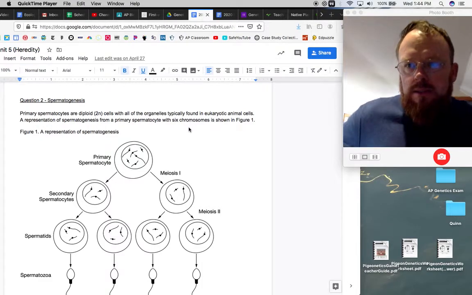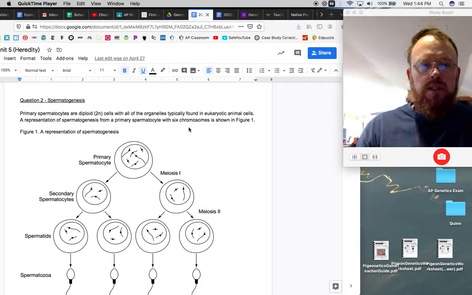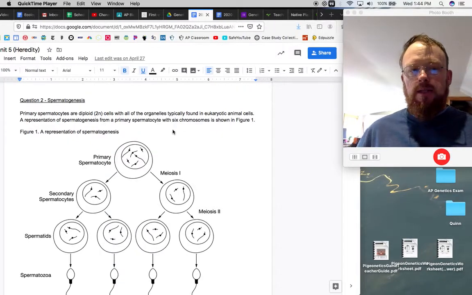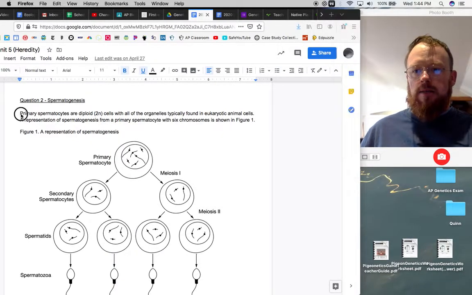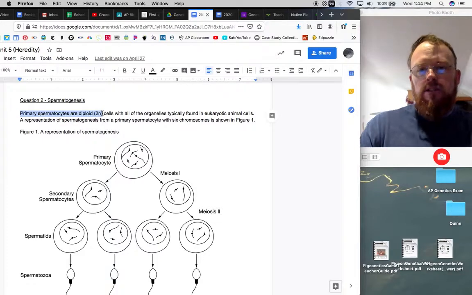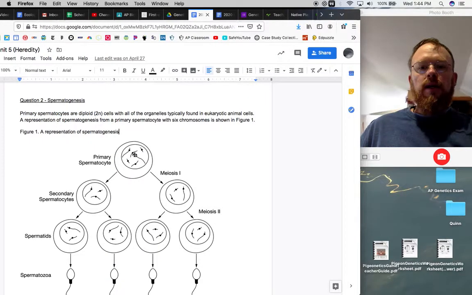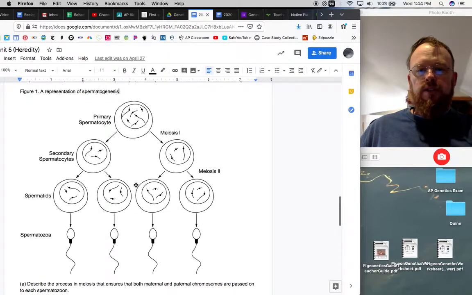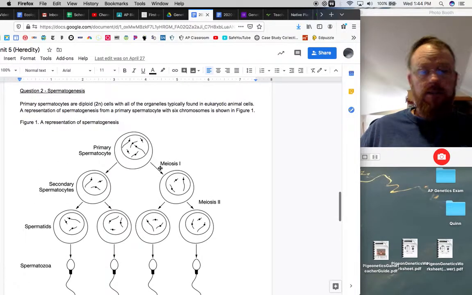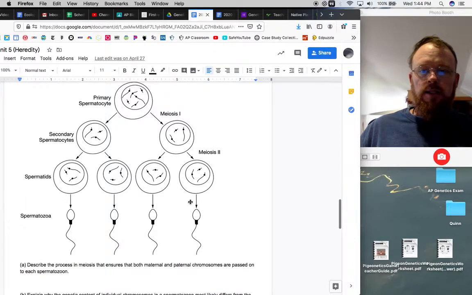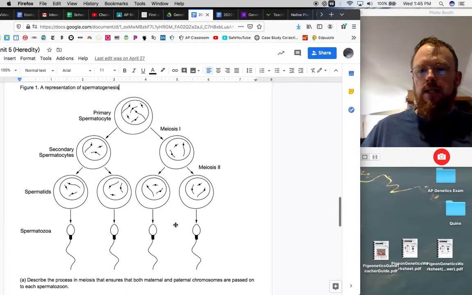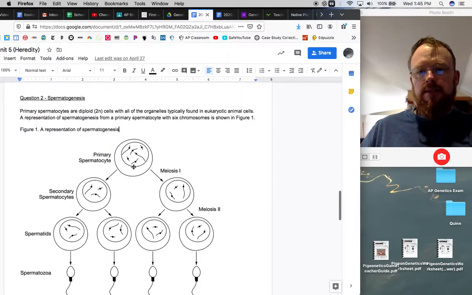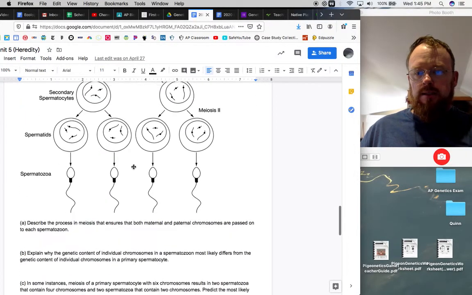Okay, here's Unit 5, question number 2. In this one, we're given some information that primary spermatocytes are diploid, which means they have 2 copies of each chromosome, and that these are the cells which undergo meiosis 1, meiosis 2, and then the gametes, the spermatozoa, are created. And this depicts that process. Okay, so let's see what the questions are.